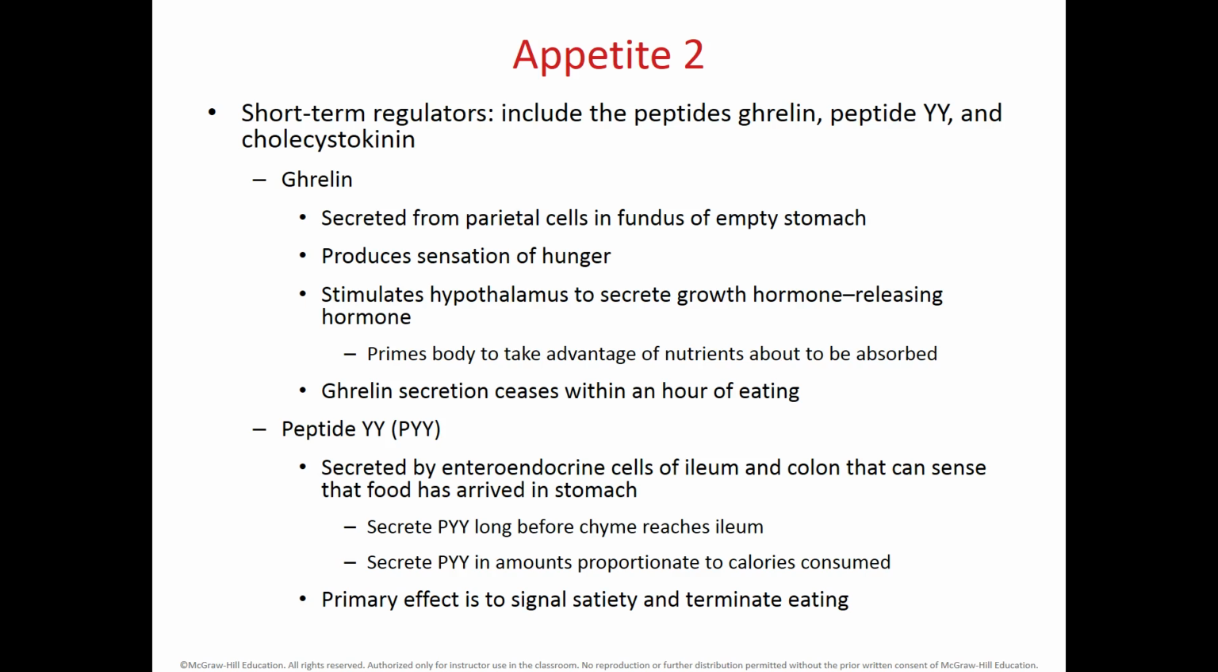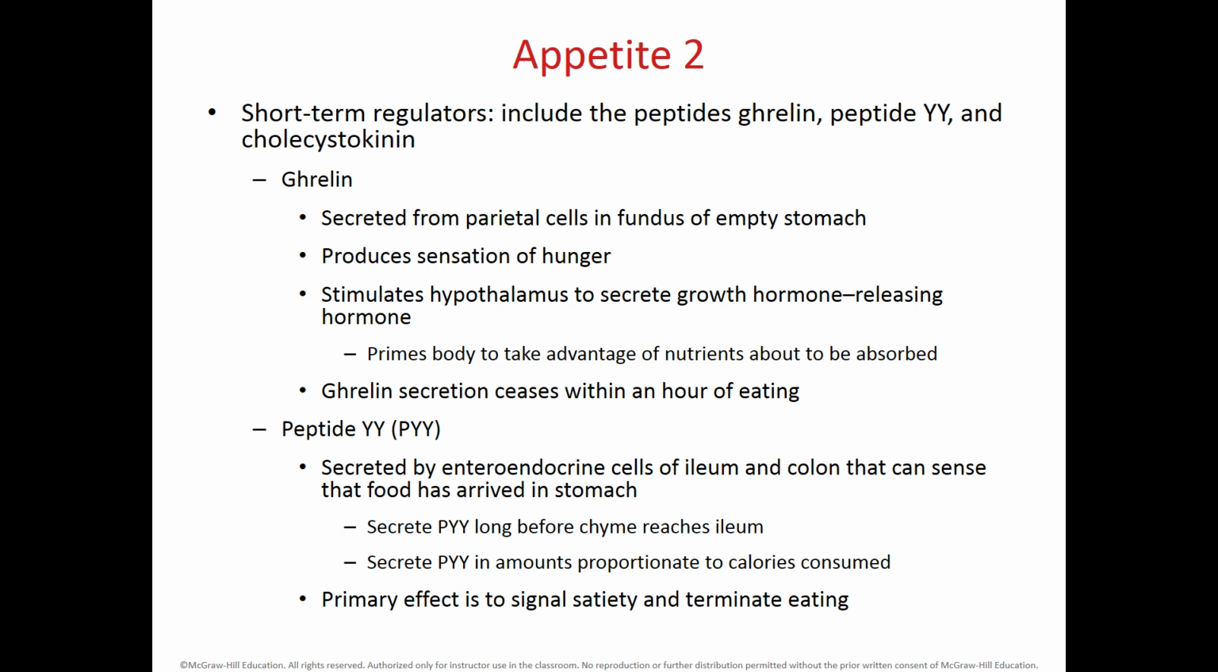Peptide YY, this is secreted by cells that we have in the ileum and the colon that we call enteroendocrine cells, and then they will sense when our cells in the stomach have received these chemicals that are coming from food. So the PYY is secreted long before the chyme reaches the ileum. So the first sensors for the sending of the signal start before reaching the ileum.